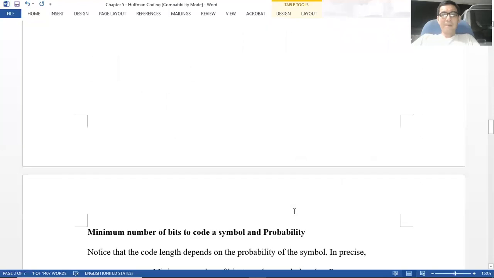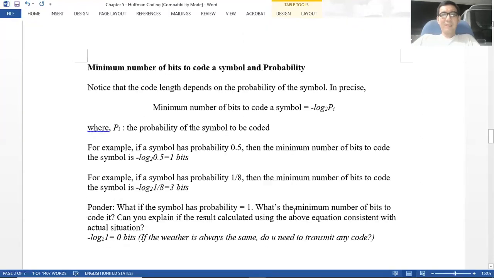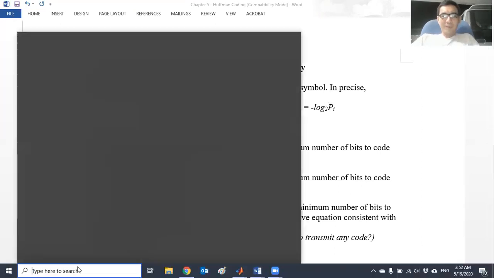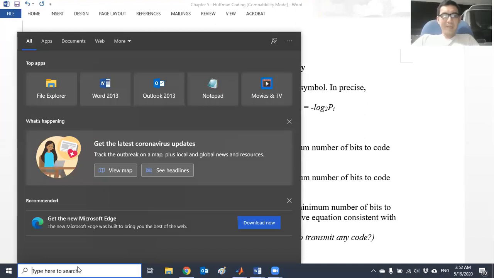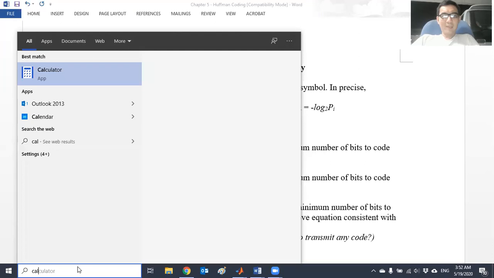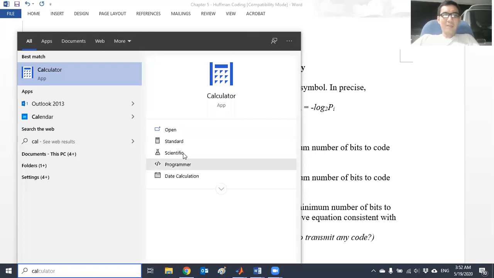Next, we'll talk about the minimum number of bits to code a symbol. According to the very famous Shannon theory, it is negative log base 2 of the probability, because we're talking about a binary system. This is very important so that you know how to do the calculation in your final. In your final, you're not allowed to bring in any handphone, so you can only use your calculator. This is how your scientific calculator will look.